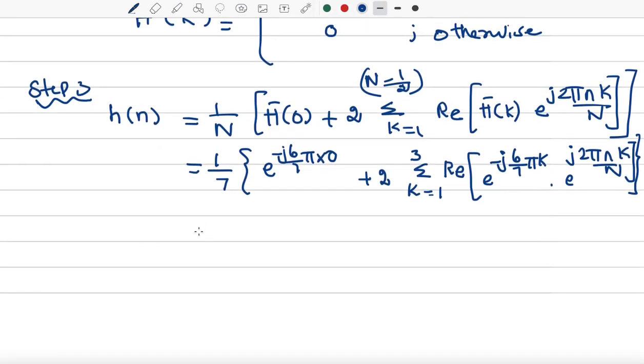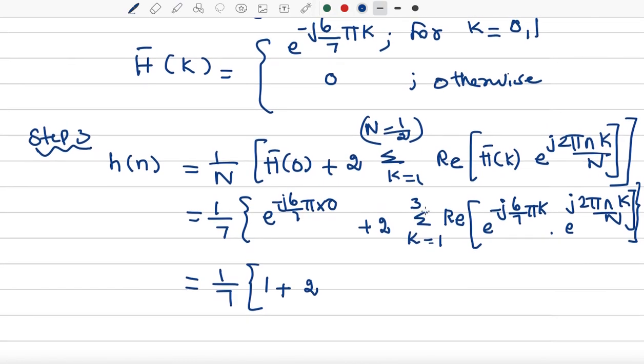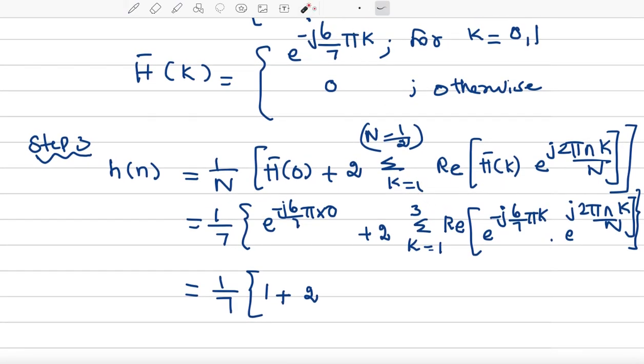Now we need to simplify this one. 1 by 7 into e power 0. What is e power 0? That is 1 plus 2 into, we need to expand this one. Before expanding this one, just check once. So we need to evaluate k equal to 1, 2, 3.